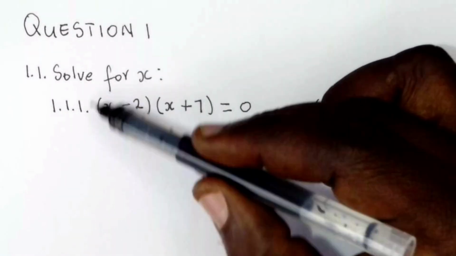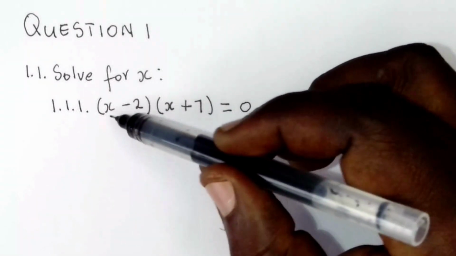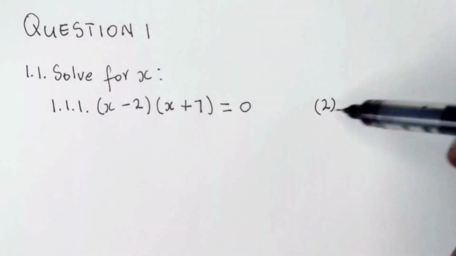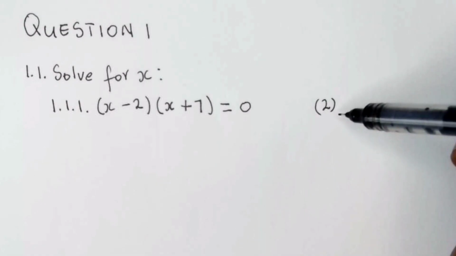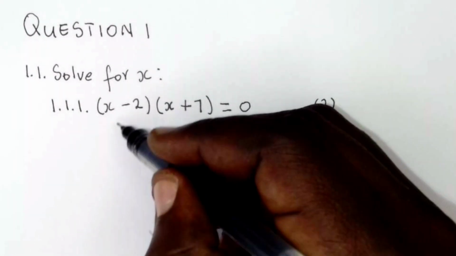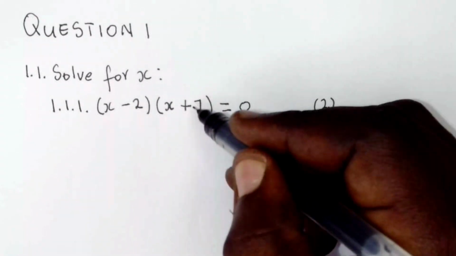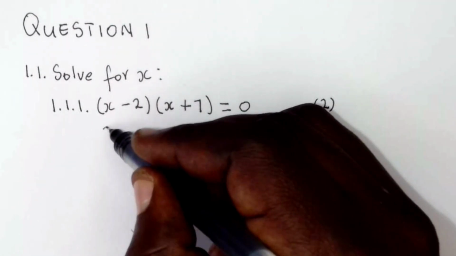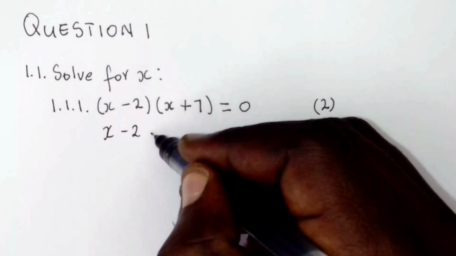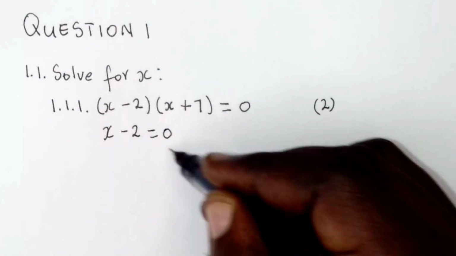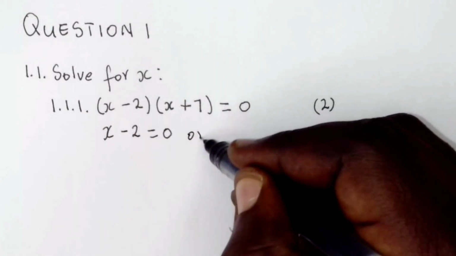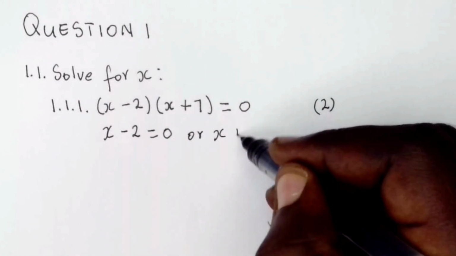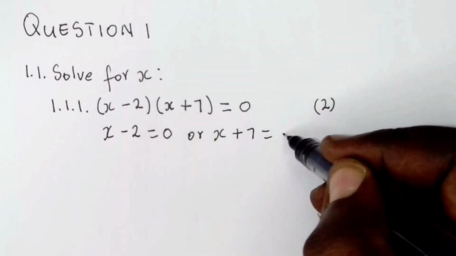You are given this equation, and now they give you in this stage. Look at the marks, it's 2 marks. So there's not much to do here. You just simply need to equate this one to 0, and then solve for x. All right, you can say x minus 2 equal to 0. You are allowed to do that. Or x plus 7 equal to 0.